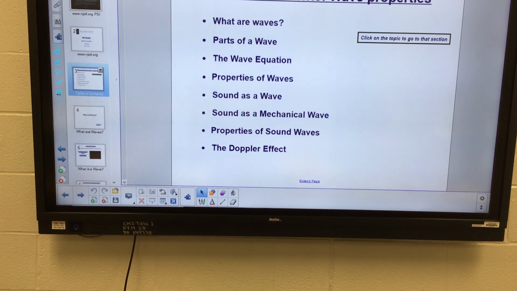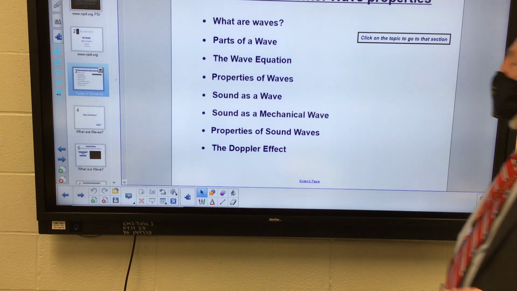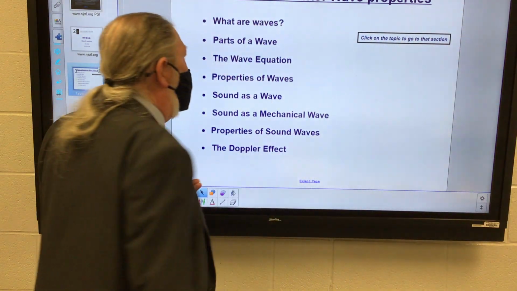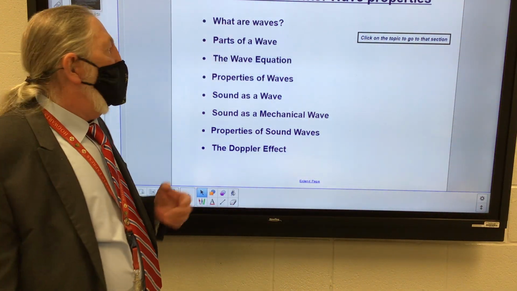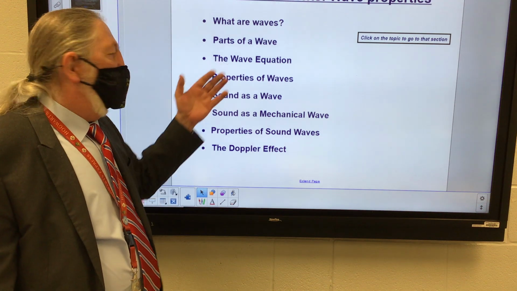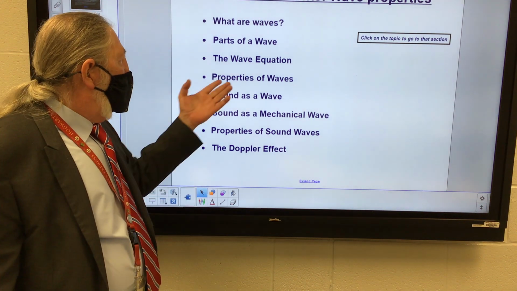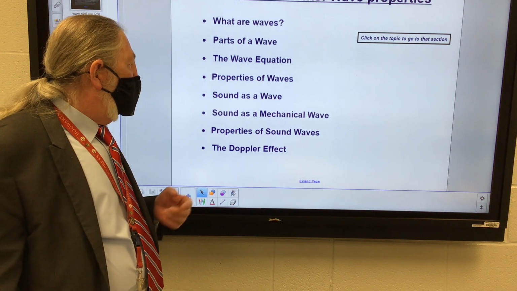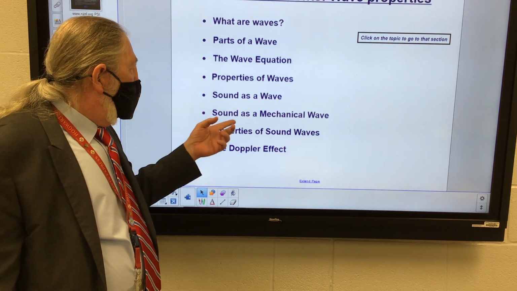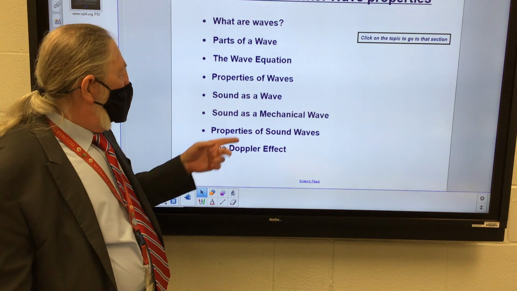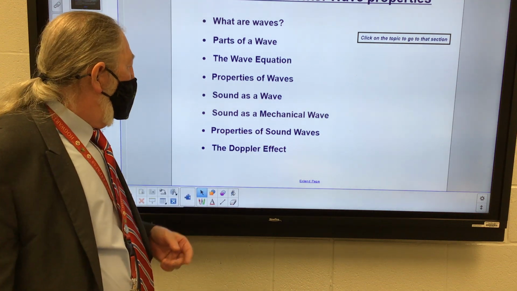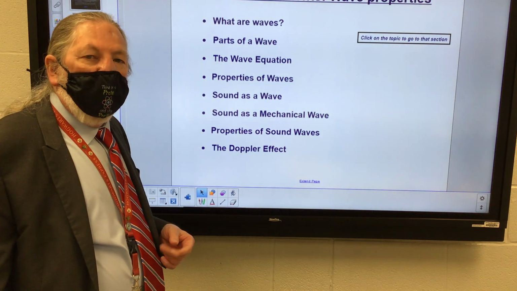Okay, so we're gonna talk about waves. And in the context of this, we're gonna be talking about this for the next couple of weeks. We're gonna be talking about what waves are, parts of a wave. We're gonna look at a wave equation, that's a little bit of math. We'll look at properties of waves, sound as a wave. We'll look at sound as mechanical waves, and we'll look at properties of sound waves. And we'll also talk about the Doppler effect.